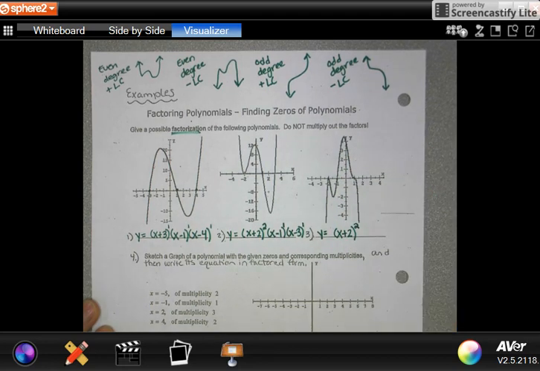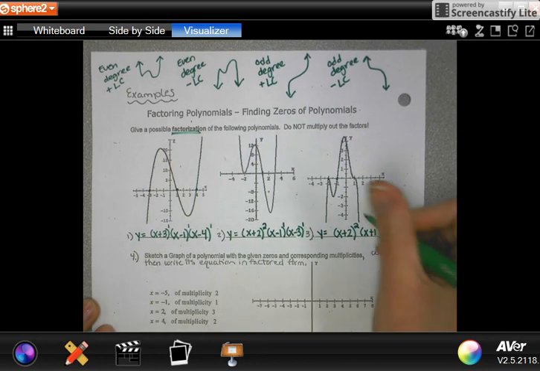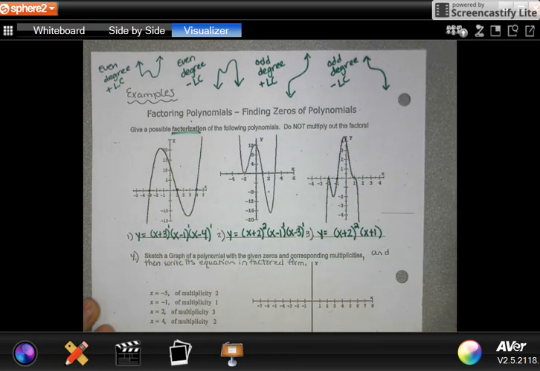So that would have been x plus 2 squared. Okay, I'm going to go over to the next 0, which is at negative 1. So that must have looked like x plus 1. It's just passing through, so that's to the first power. I'm going to leave my expression like that.